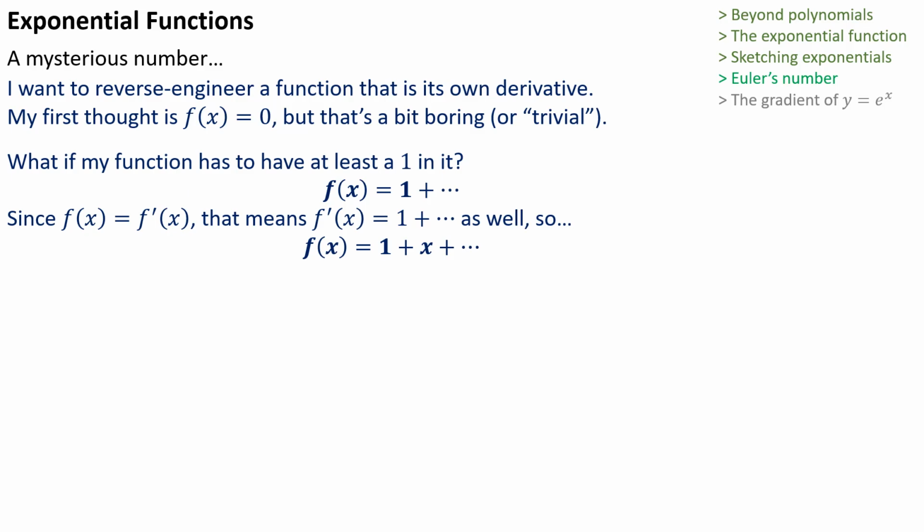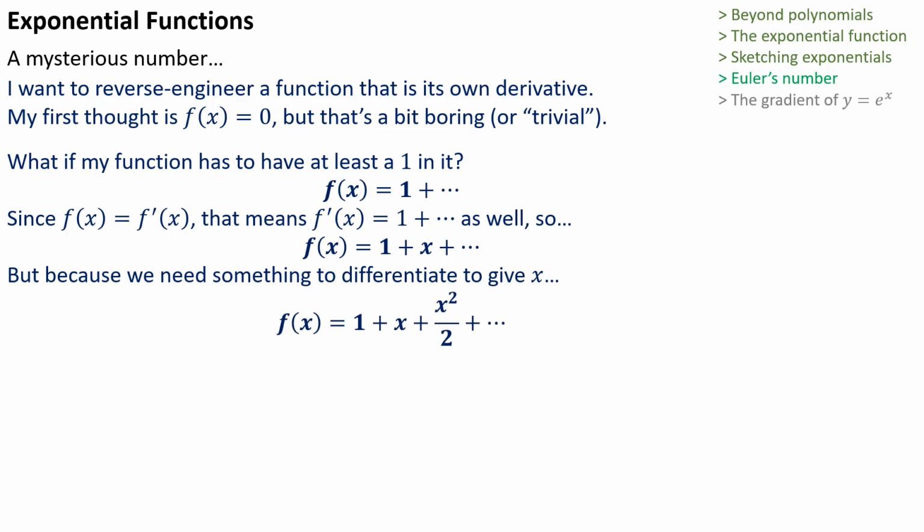So we actually need something that's going to differentiate to give us the x as well. What differentiates to give x? Well, x squared differentiates to give 2x. So I suppose if we had half of x squared, that would differentiate to give half of 2x. So let's put in a half x squared term in there.